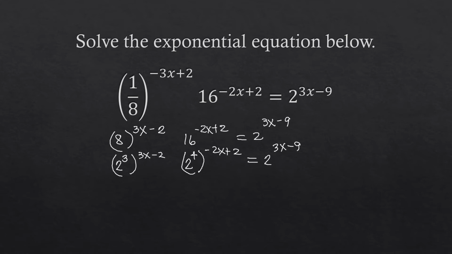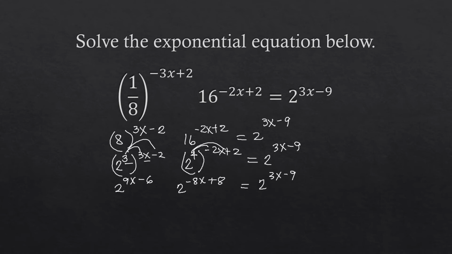But this time on the left side, we don't have one single base, so we have to make it into one single base before we equate our exponents. We are going to simplify this one here. We have an inner exponent and an outer exponent. We just have to multiply them. So we have 2 to the power of 3 times 3x, that will be 9x. 3 times negative 2, that will be negative 6. Then we have 2 to the power of, again, inner exponent and outer exponent, we multiply. So we have 4 times negative 2x, that will be negative 8x. 4 times 2, that will be positive 8. And then we have 2 to the power of 3x minus 9 on the other side.